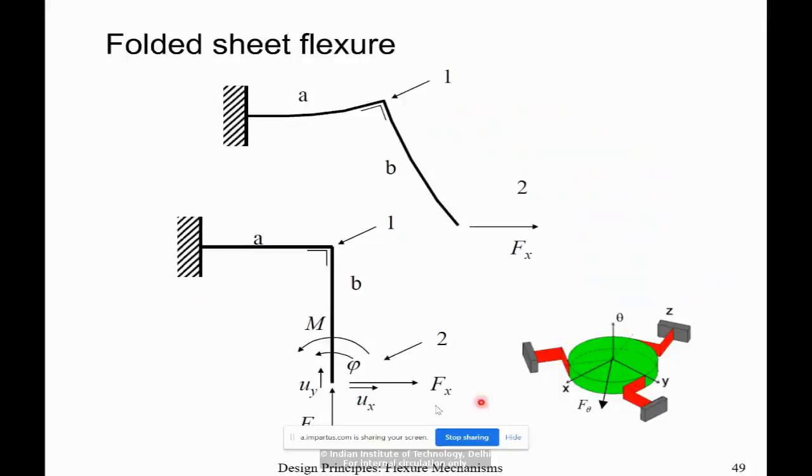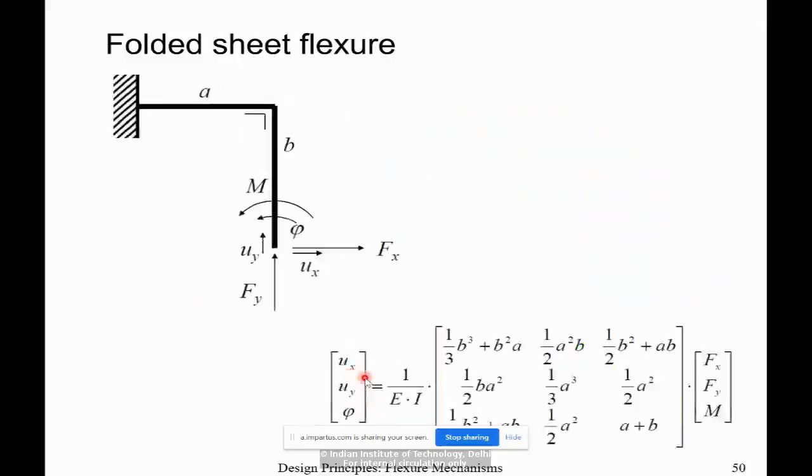So the general formulation, again, is just like a cantilever kind of thing. If you have a folded leaf spring or folded structure, and you apply forces and moments at the end, and you have corresponding displacements ux, uy, and phi, what will be the equation? So this is a generalized formulation, written in terms of the compliance matrix, just the inverse of the stiffness matrix here.